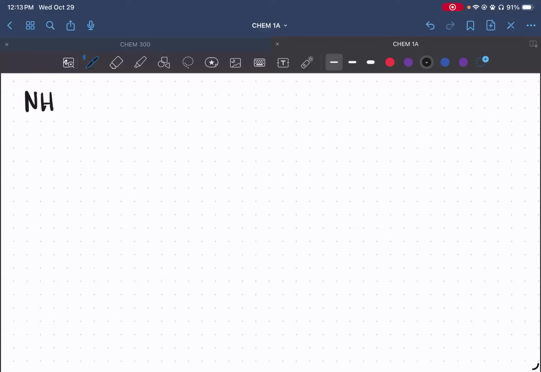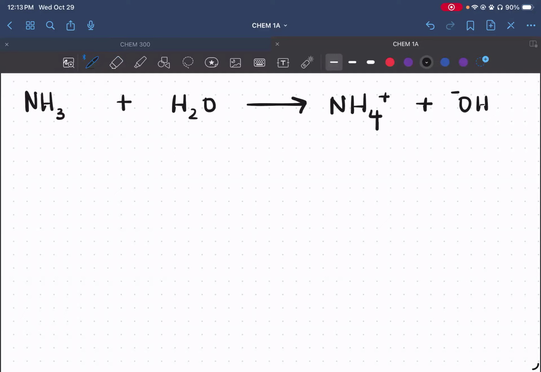This is the reaction between NH3 and water. Again, you would not be asked to predict the products. I would give them to you. We have NH4 plus and OH minus. Not writing the state symbols just to kind of increase clarity.